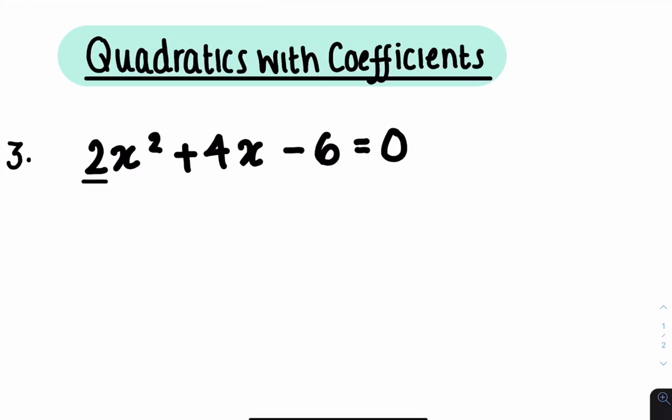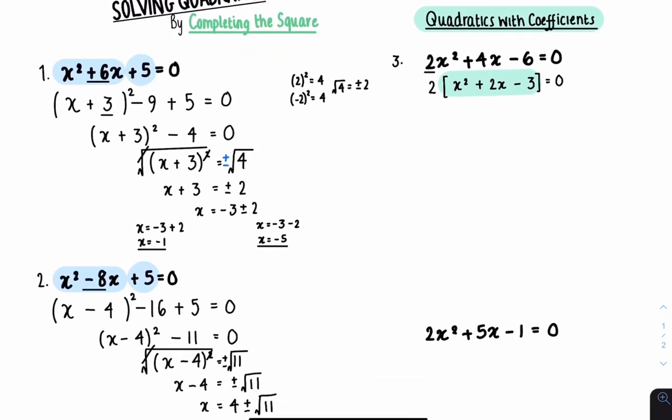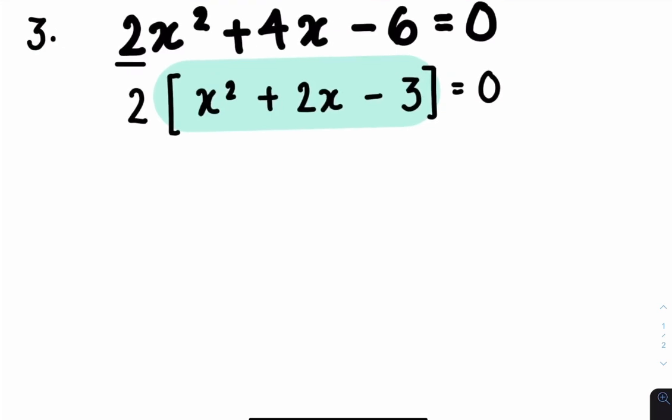So if I factor out the 2, the square bracket now becomes x squared plus 2x minus 3, close bracket, equals 0. And now if you haven't noticed already, what's inside the square bracket is just a quadratic without a coefficient. And we know how to complete the square because we just did it in the previous two examples. So all you have to do now is complete the square for that highlighted section and have the 2 factored out the whole time. So I'm just going to put the 2 here.